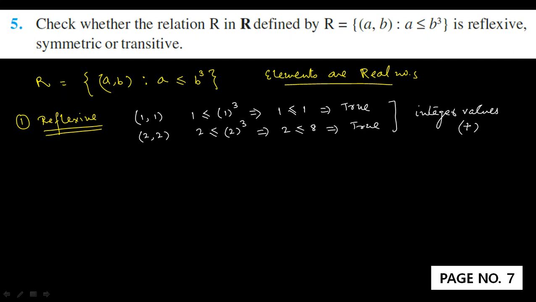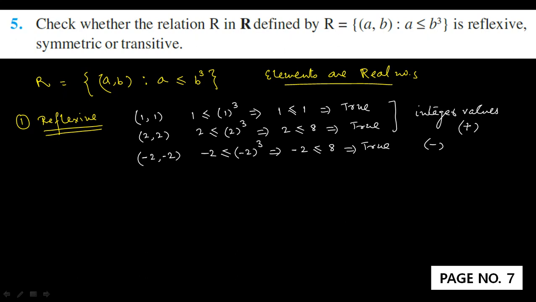If I am writing minus 2 comma minus 2, this one is minus 2 less than equal to minus 2 cube. What is the answer here? Minus 2 less than equal to minus 8. This one is again true. It means for negative values it's also true.